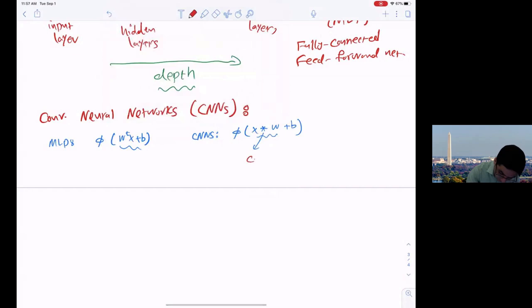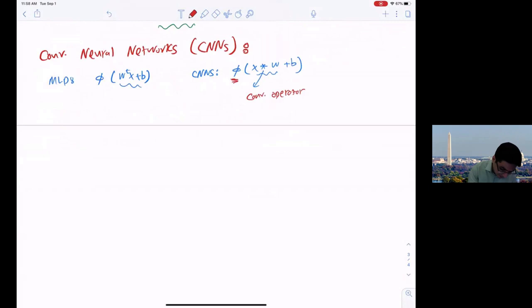Again, similar to W transpose X, it is an affine operator. So it is not adding nonlinearity to our system. The nonlinearity is going to come using this phi transformation. So let's look at CNNs with a very simple example. Let's look at the one-dimensional example.